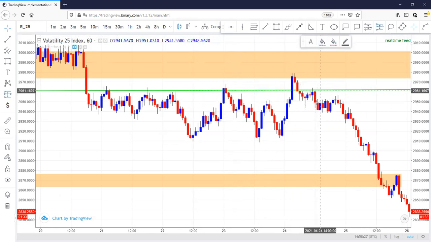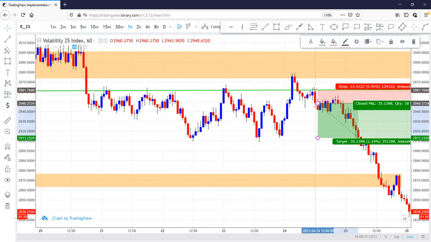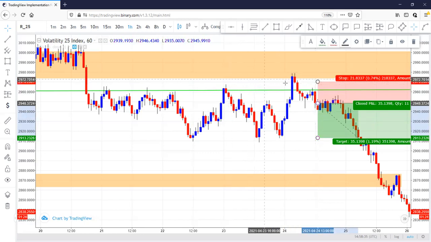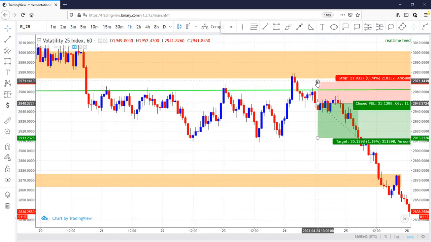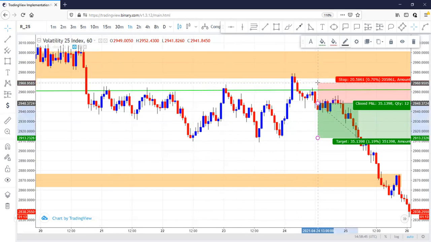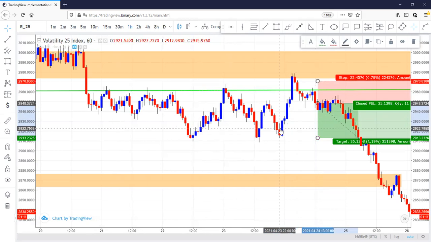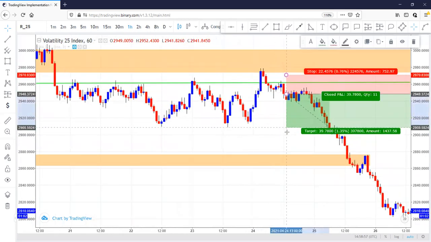So you look for your entry at the next candle open. Your stop loss should be above this area right here. It's above this area because this is the point where price is unable to break. If you want to, you can place your stop loss there, but mine, I will place it there. It all depends on your risk management, your risk to reward ratio management rules, and your take profit.